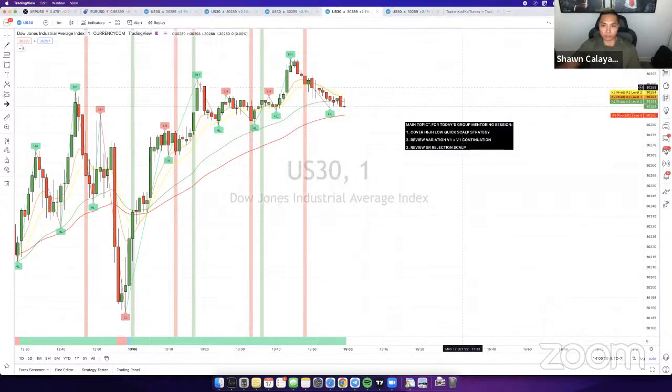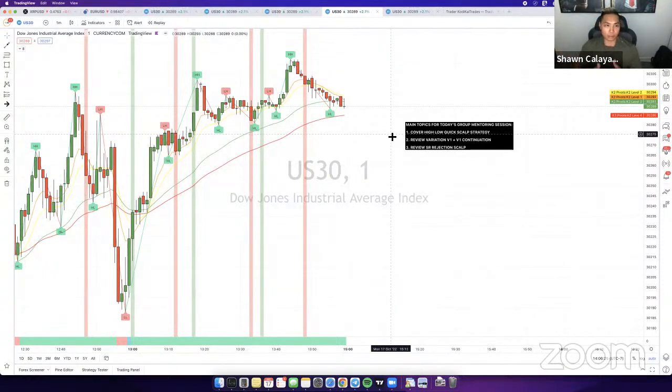Other than that, we'll just cover the strategies here. So if there's any other questions, feel free to put your questions in the chat. Otherwise, we'll start off with covering the high-low quick scalp strategy. It's a super simple strategy, but you just have to be really quick. You can't think about it. When you see the wick, you have to enter right away.